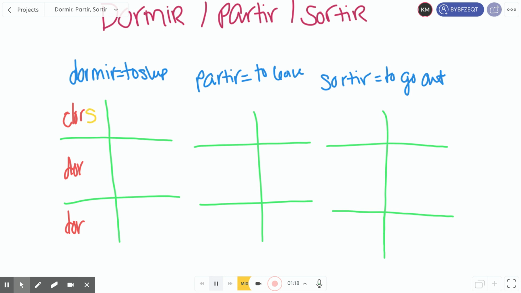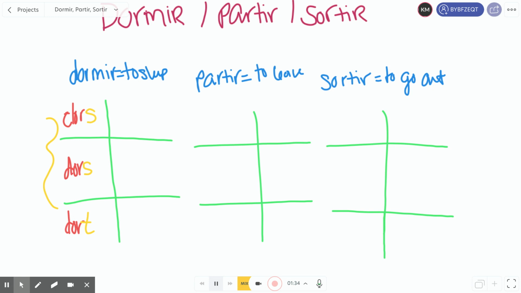Now for our ending, for je, we're going to add on an S, so DORS, dor. And tu is DORS, dor. And il gets a T, so dor. So these three are all pronounced the same, dor, dor, and dor.